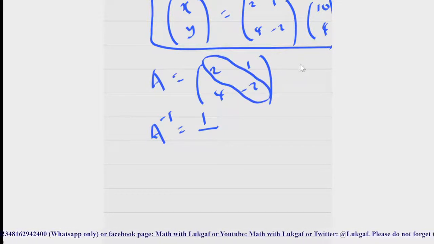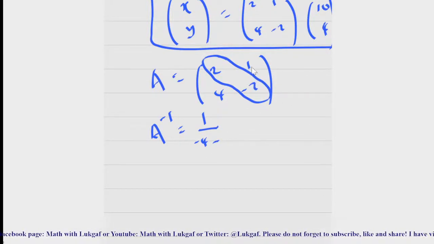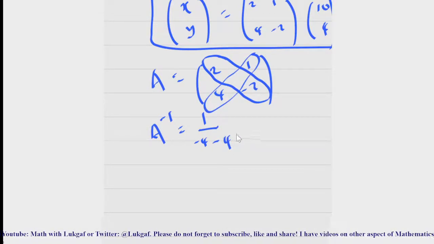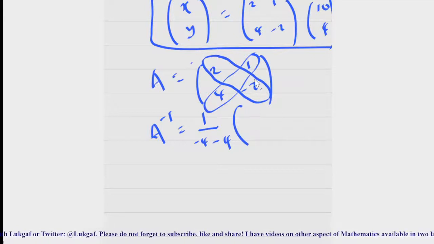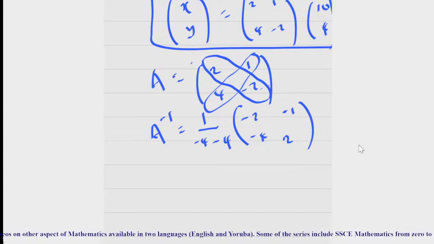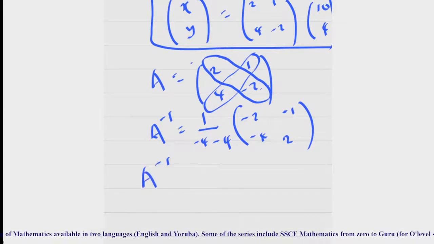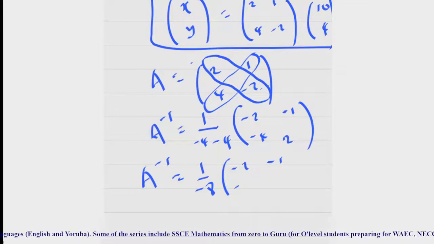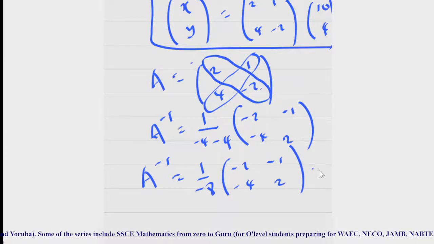You multiply the elements along the leading diagonal, that's 2 times minus 2, that is minus 4, minus the ones along the second diagonal, 4 times 1, that is 4. Then you have these matrices: you interchange them, giving minus 2 and 2, and you multiply the ones on the second diagonal by minus 1. If you've forgotten this shortcut method, refer to my videos on the inverse of a matrix. So I'm going to have 1 divided by minus 8, times the matrix minus 2, minus 1, minus 4, 2.